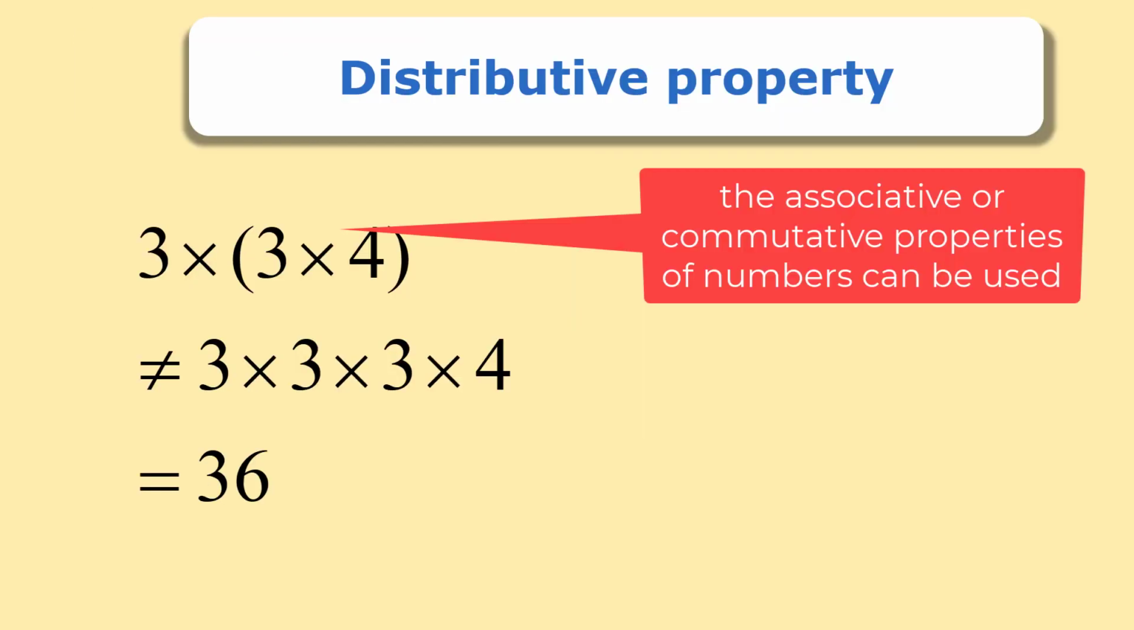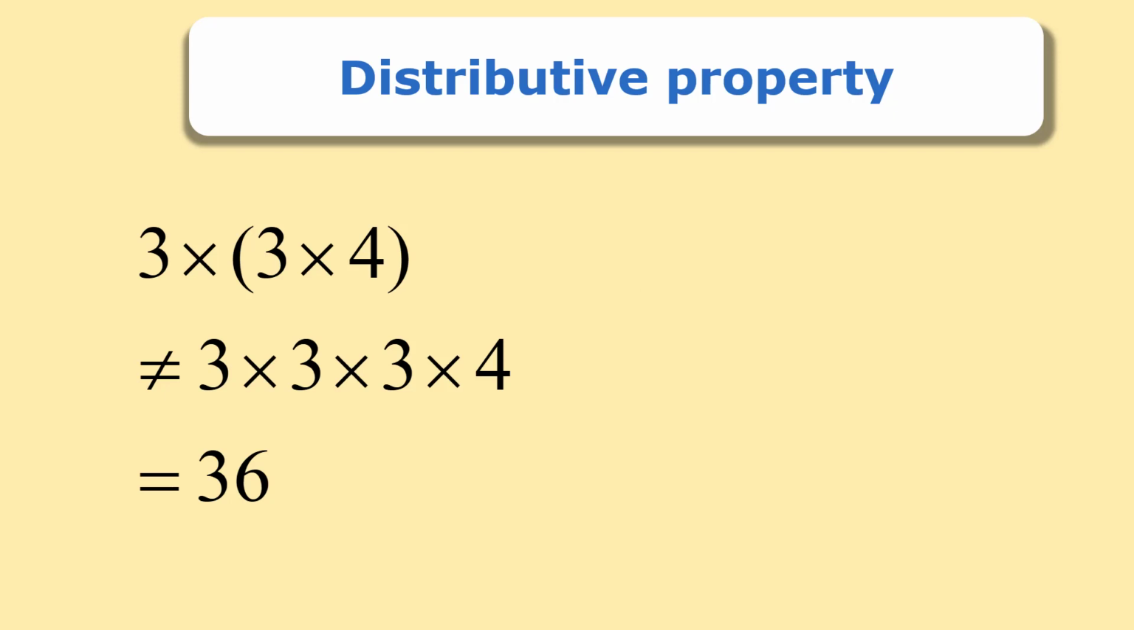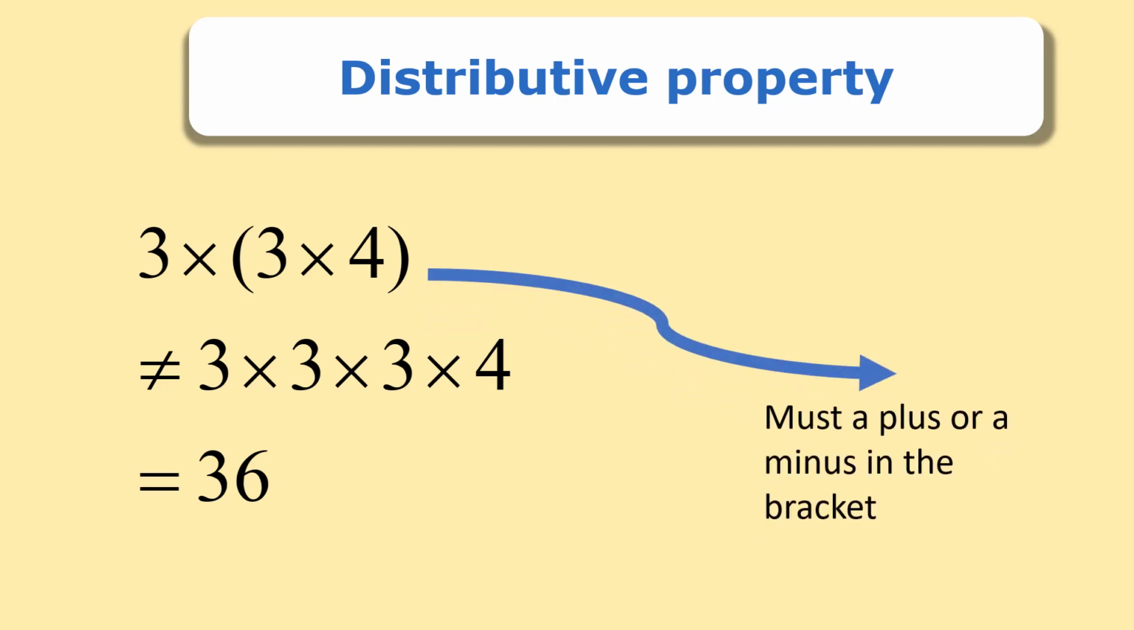The distributive property is if we add or subtract in brackets, then we can multiply the number outside the brackets. So this is not an example of the distributive property. There must be a plus or a minus in the bracket.